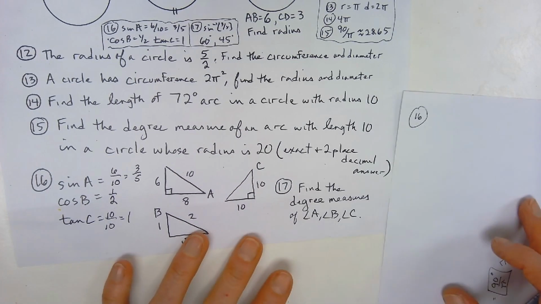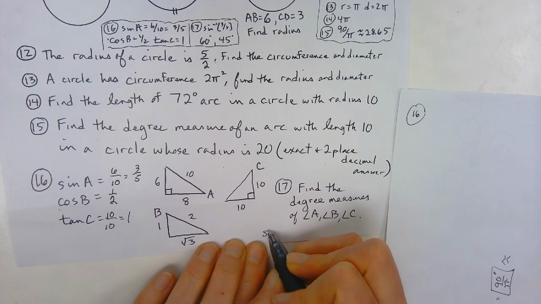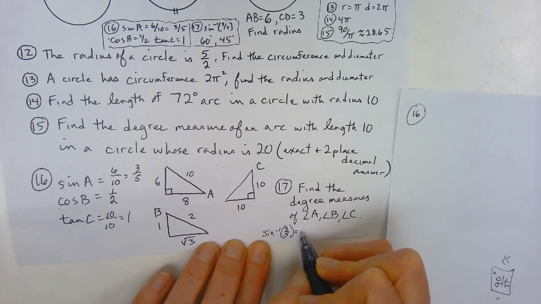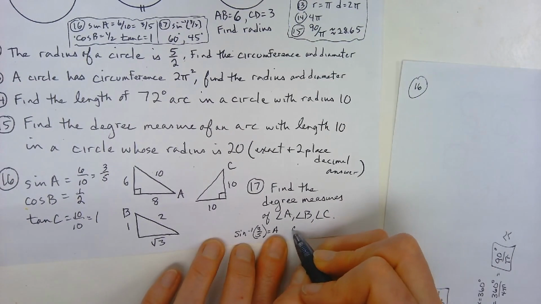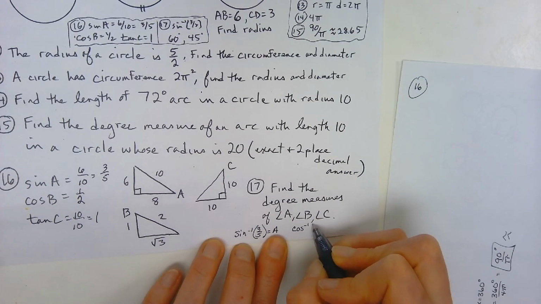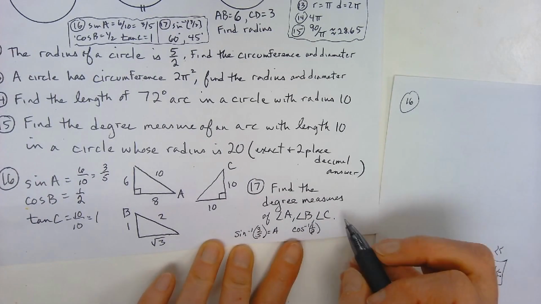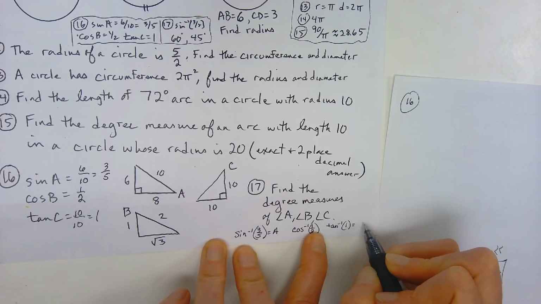And then in 17, we're asked to find the actual degree measures. You can use the sine inverse of 3/5, and that will give you the angle A. And you can use the cosine inverse of 1/2, and that will give you angle B. And you can use the tan inverse of 1, and that will give you angle C.